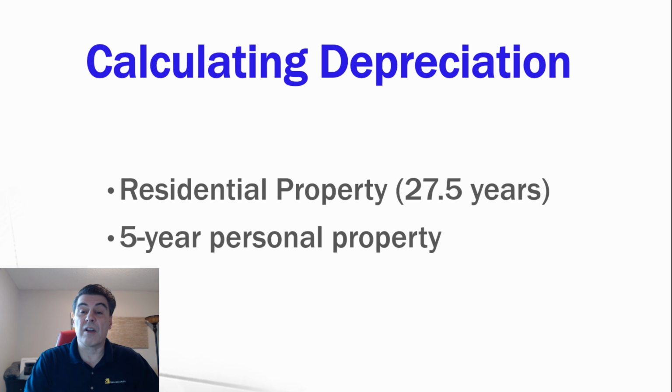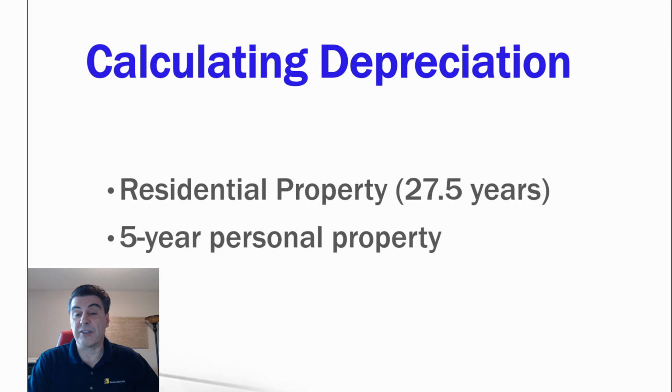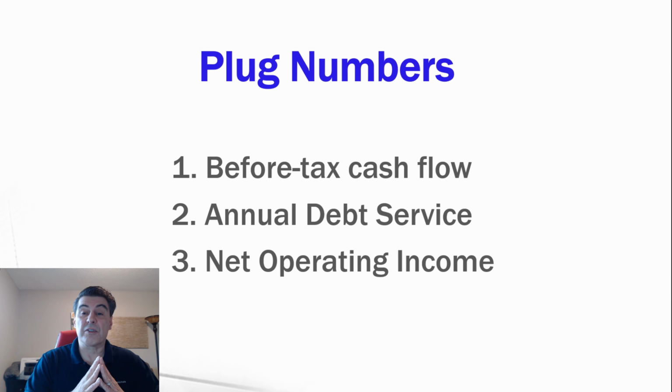Next, we're going to look briefly at calculating depreciation. As stated before, residential properties are going to depreciate at 27.5 years. Your appliances and other items will depreciate at different levels, but in this case, for the appliances, we're going to do a straight line depreciation of 5 years. Now we're going to plug these numbers into a formula that I have to calculate the before tax cash flow, the annual debt services, and the net income.